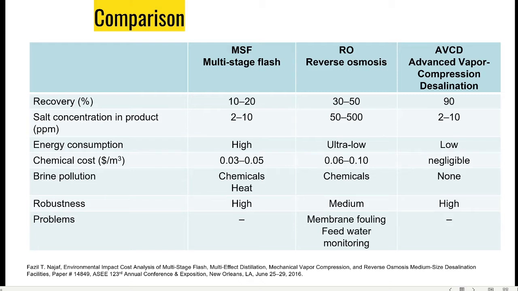higher recovery rate of almost 90% of that seawater being actual accessible pure water, with salt concentration in the product of almost 2 to 10 parts per million, energy consumption being low, and the chemical cost to maintain the equipment being negligible. And we do indeed have no brine pollution, which is one of the biggest differences from the multi-stage flash and reverse osmosis, as we are looking to harvest this brine and actually profit from the minerals that are contained in this seawater.